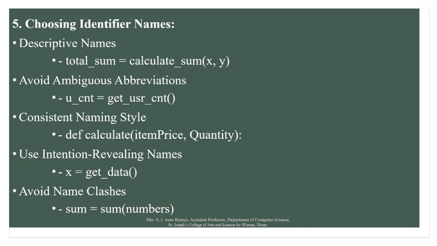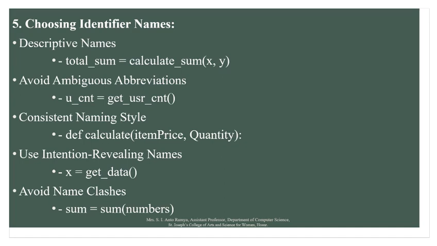Second, avoid ambiguous abbreviations. See the example again: uCnt is equal to get_user_cnt. We can't exactly understand what the variable or that function is going to do. So we need to avoid abbreviations and give descriptive names. Third, use a consistent naming style. Throughout the program, we need to follow the same styling for identifiers. Use intention-revealing names. Whether we are going to add two values, subtract two values, or get the values, we have to give the name correctly.